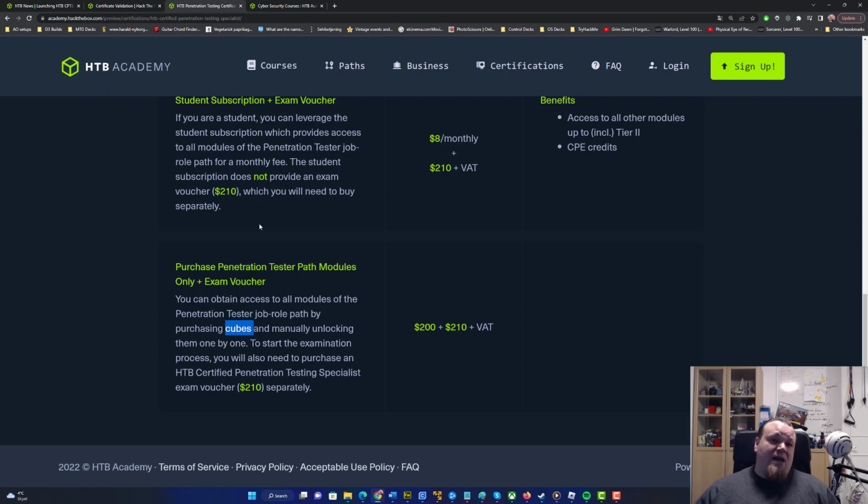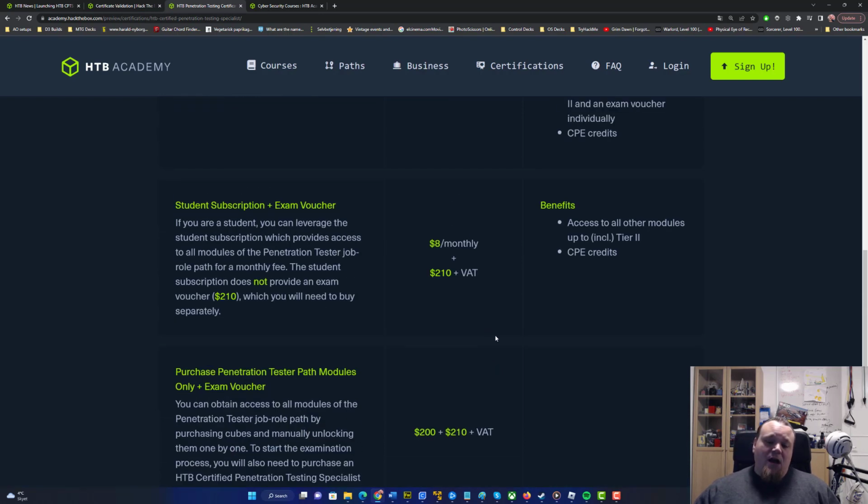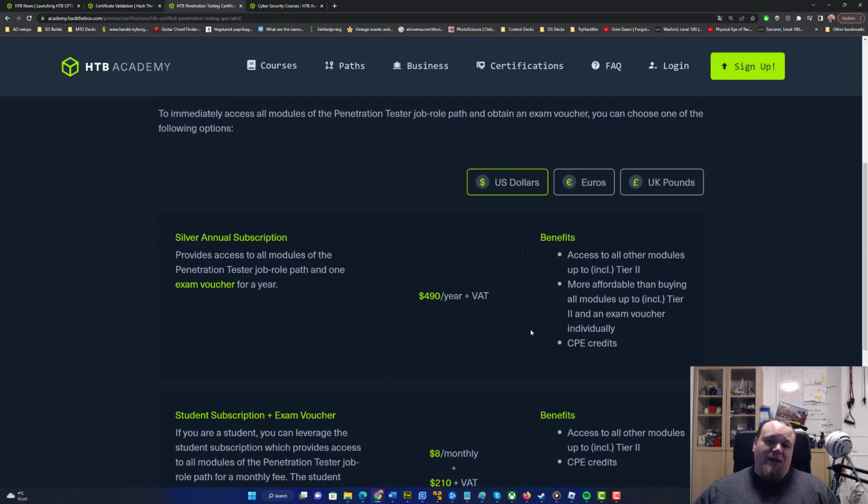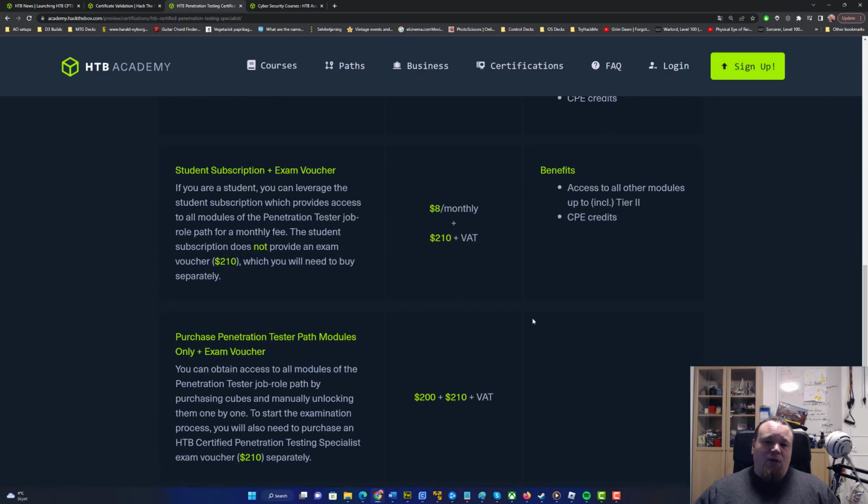It's a logo of HackTheBox, and the cubes are kind of credits on the web page, and you unlock the modules manually one by one. Yes, to start the examination process, you also need to purchase a HackTheBox Certified Penetration Testing Specialist exam voucher for $210 separately. So, depending on who you are, you will use a minimum of $218 if you use 1 month. That is the cheapest you can get, all right?